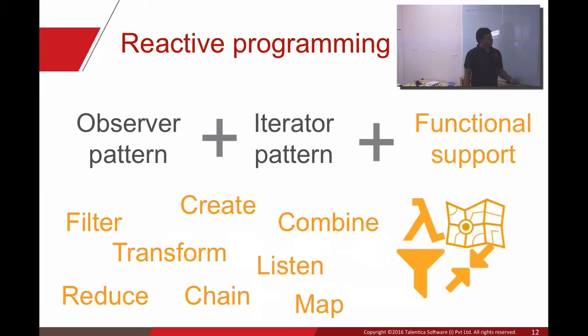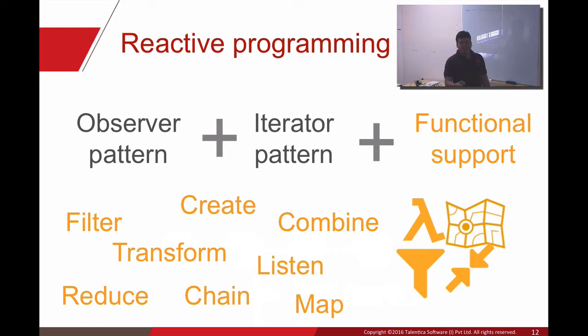And functional support. This is one thing that is missing from Java. Java 7 had very limited support, right? Java 8 has some support. There are lambdas and method references. So what happens is there is an iterable, like there is an error list. So you want to iterate over it.